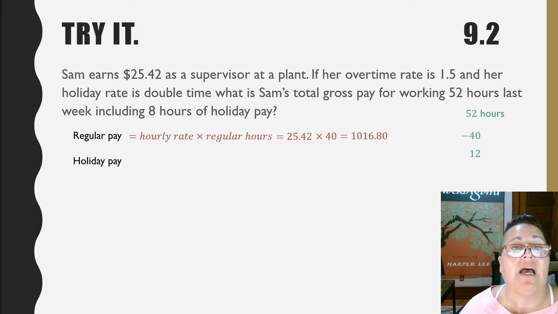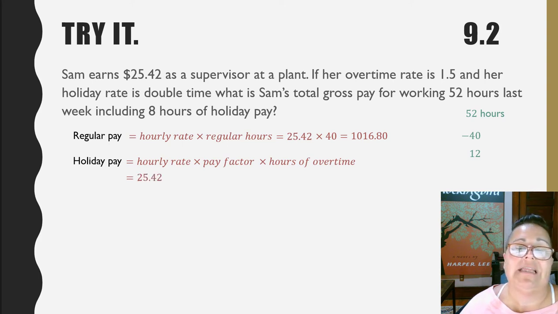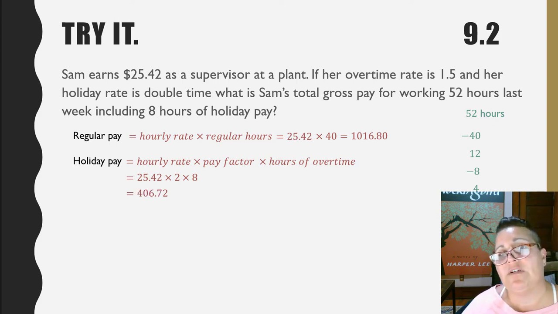We know that Sam received holiday pay, and we know that she got 8 hours of holiday pay. So we're going to take the hourly rate of $25.42. Her holiday pay is double, or 2 times. That's her pay factor there. And then 8 hours were the number of hours she worked at holiday pay. So I have to take those 8 hours off the 12 remaining, leaving me with 4. I can see that $25.42 times 2 times 8 is $406.72.